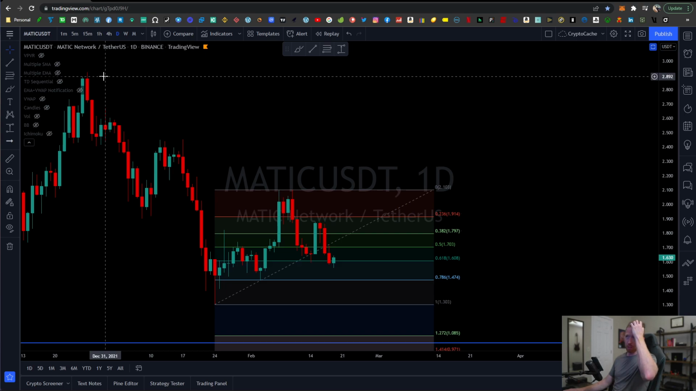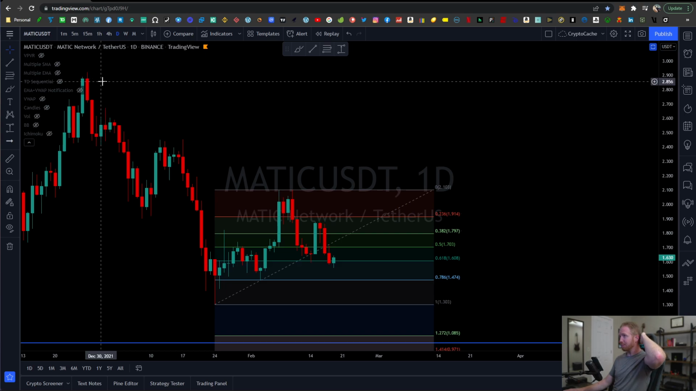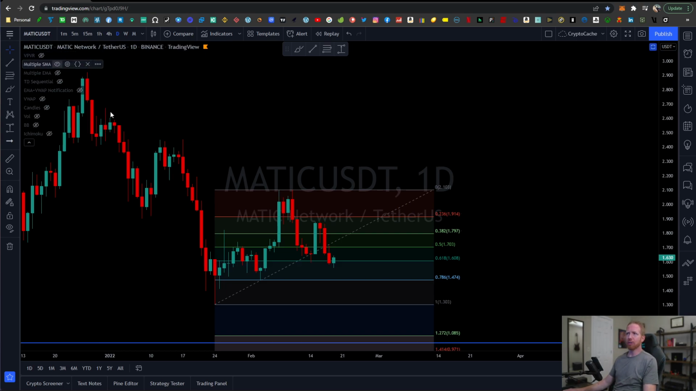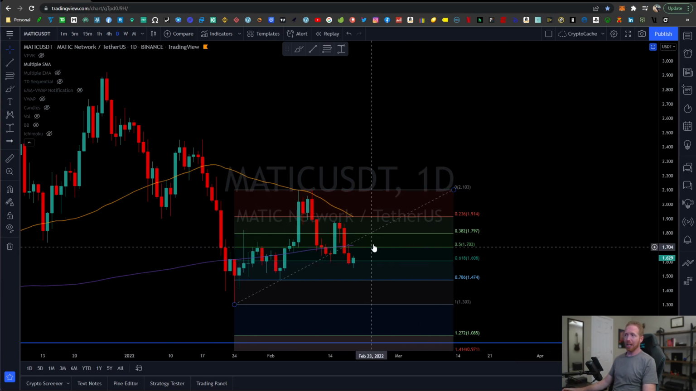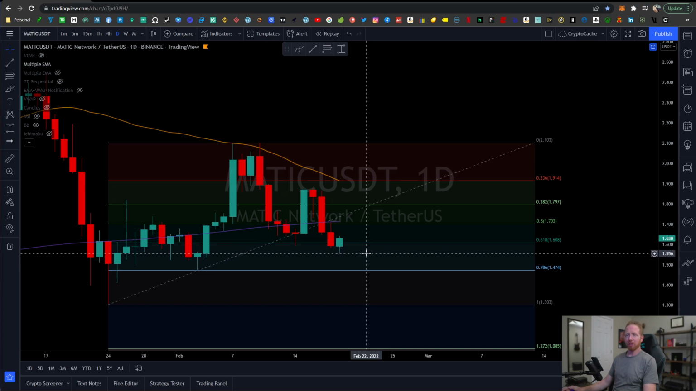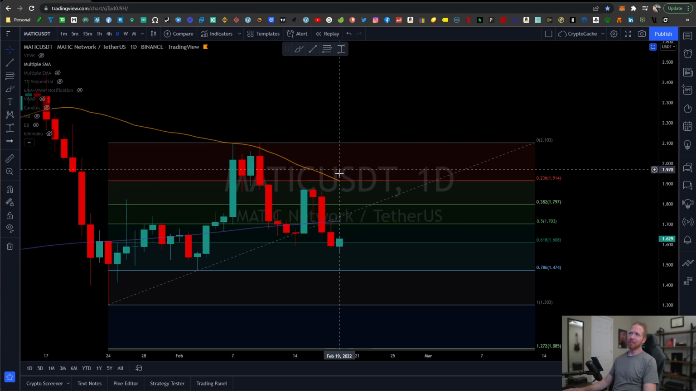But why don't we go ahead and jump into here with Matic. Now, 1 day chart, let's go ahead and start obviously with the first key stuff here. In my opinion, I like to look at the moving averages, and we can see the price is below both. So the 200 is notoriously a strong resistance level, and the 50 is coming down as well. So commonly those two in combination is not really ideal.